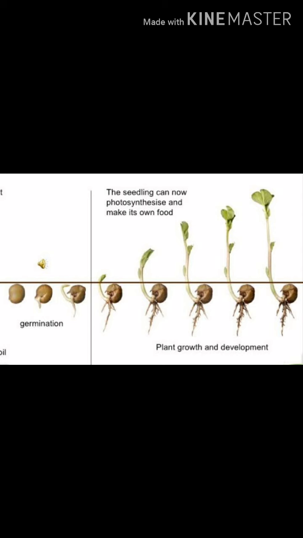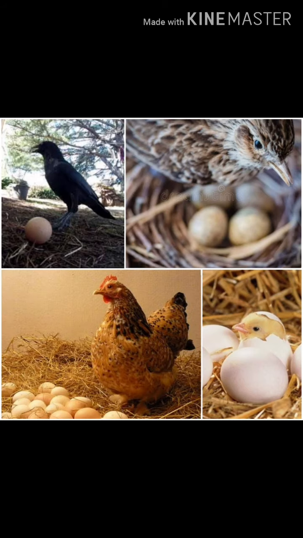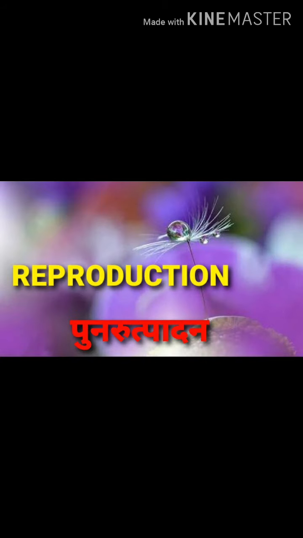New plants are produced from the seeds, stems, leaves or roots of plants. In this way, the process by which a living thing generates a new living thing like itself is called reproduction or procreation. Reproduction is a characteristic of living things.